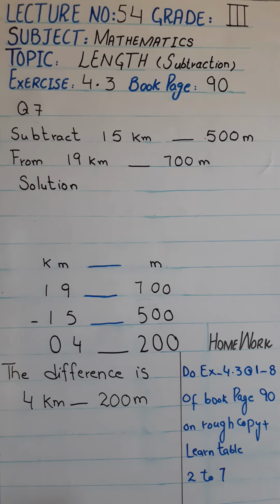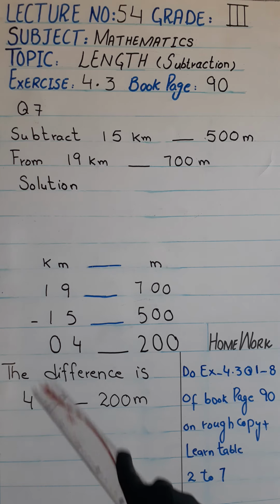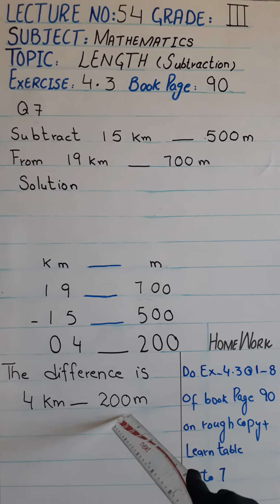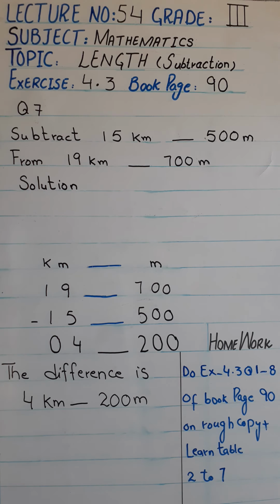Check whether you need any borrow or not. You need no borrow. Just write the question and subtract directly. Okay, and one thing more, write the statement: the difference is 4 kilometer 200 meter. Answer of subtraction is called difference. That's why we write the difference. If the question is like question 8, then we write the sum.